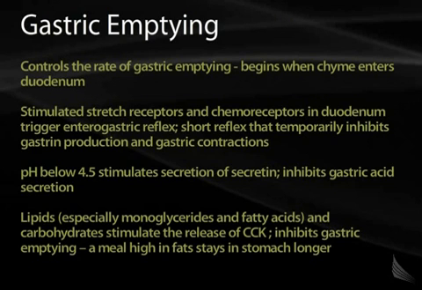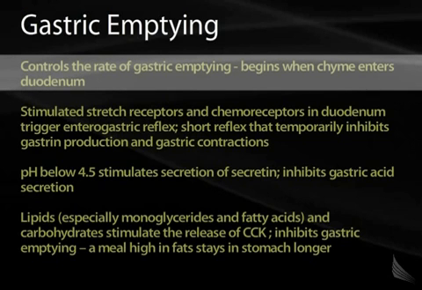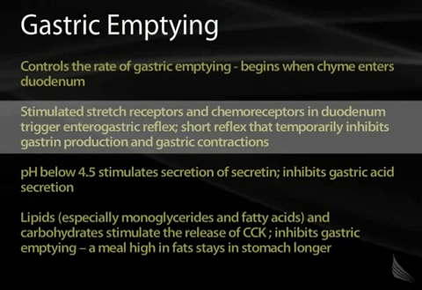Intestinal motility has a number of different phases. We will first discuss the intestinal phase. The intestinal phase controls the rate of gastric emptying and begins when chyme enters the duodenum. As food enters the duodenum, this stimulates stretch receptors and chemoreceptors. These both trigger the enterogastric reflex, which is a short reflex that temporarily inhibits gastric production and gastric contractions.